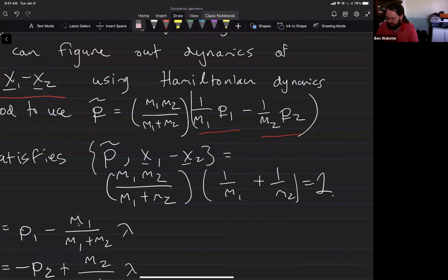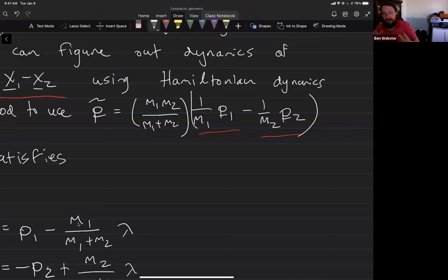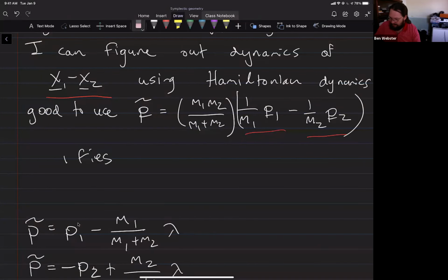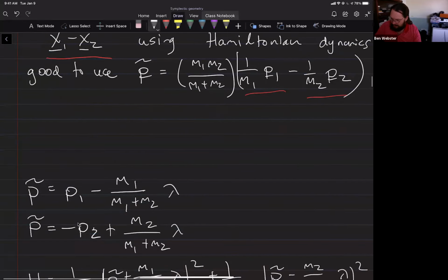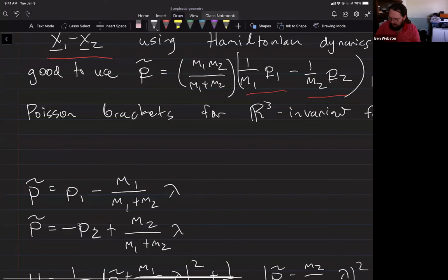I didn't write this out as I should have. Let me be a little more careful about this. The reason that this equation is kind of bad is I'm taking two vector valued things and taking their Poisson bracket, so it's wrong of me to write a number at the end. But when I do this reduced world, I can still compute Poisson brackets exactly the way I did before. So let me remove this and say that Poisson brackets for R3 invariant functions are the same as before.